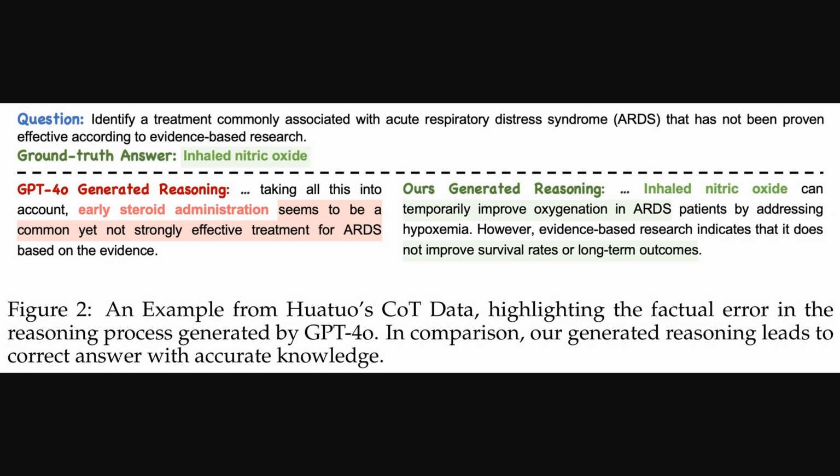So, building on those performance results, this figure gives a concrete example of the kind of reasoning MedReason enables. It shows a comparison for a specific medical question. GPT-4o's reasoning, highlighted in red, actually makes a factual error about steroid administration. But the reasoning generated using MedReason is accurate and fact-based.